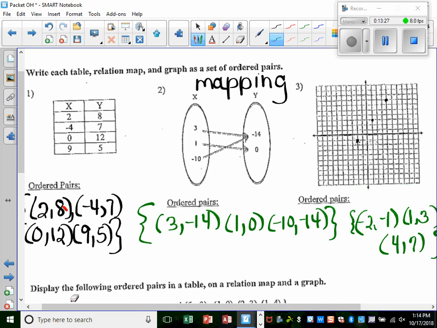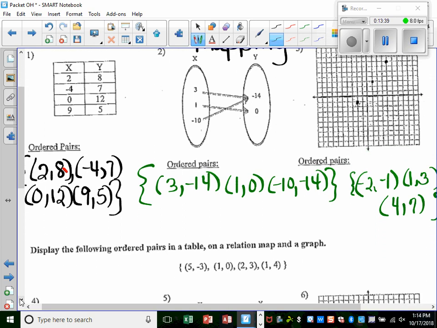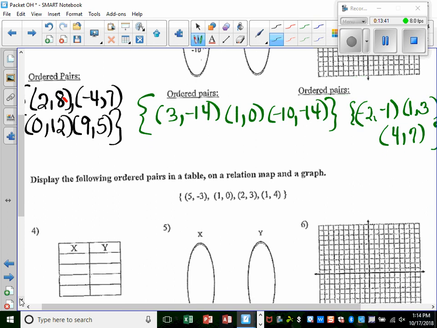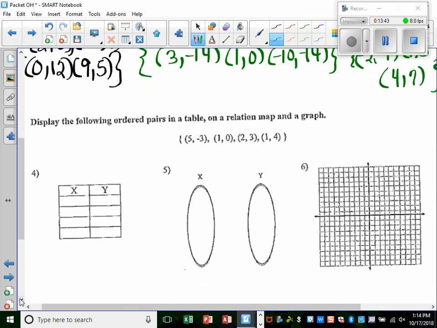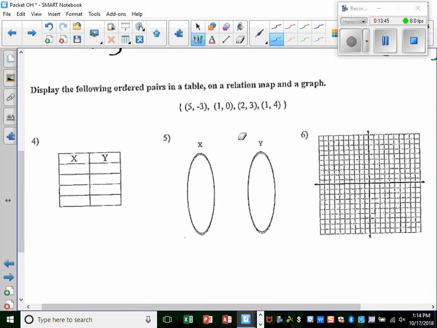All right. So at the bottom, we're going to actually take a relation, a set of points that they're going to give us, and we're going to create a table, which is what you'll have to do with a set of points. You'll have to create a mapping, and you'll have to create a graph. So let's do that down here. So this is like question number 1 on the quiz. Display the following ordered pairs or relation in a table, in a mapping, and on a graph.